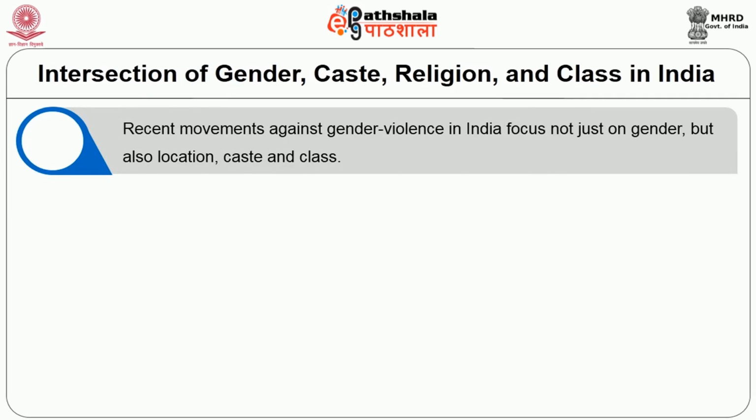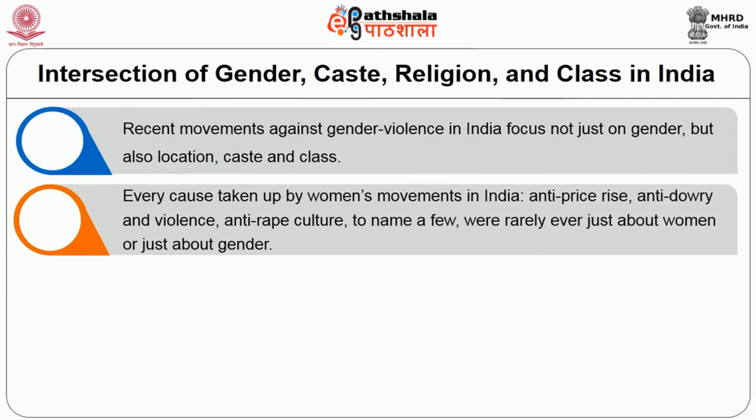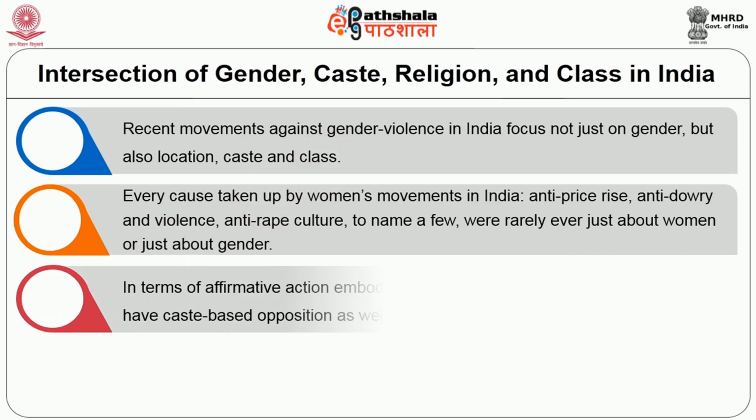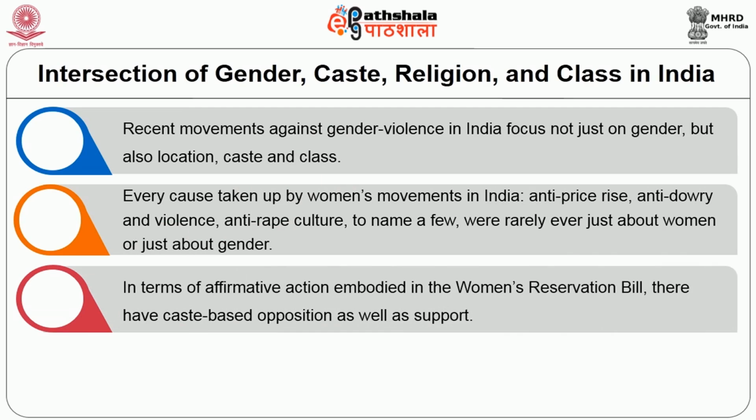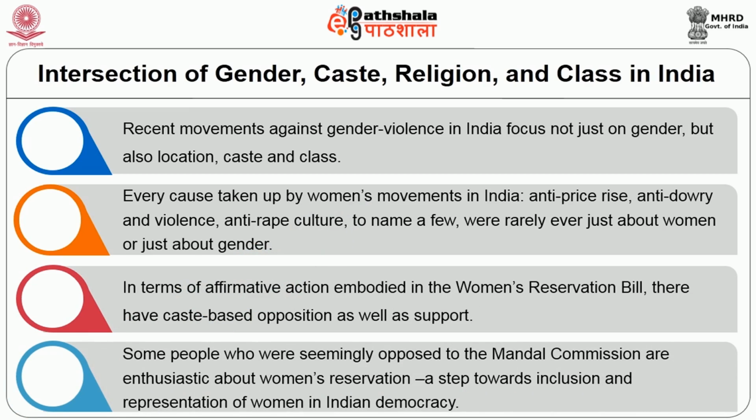Recent movements against gender violence in India focus not just on gender but also on location, caste, and class. Every cause taken up by the women's movement in India, anti-price rise, anti-dowry, anti-violence, anti-rape culture, to name a few, was rarely ever just about women or just about gender. In terms of affirmative action embodied in the Women's Reservation Bill, there have been caste-based opposition as well as support. Some people who were seemingly opposed to the Mandal Commission are enthusiastic about women's reservation, a step towards inclusion and representation of women in democracy.